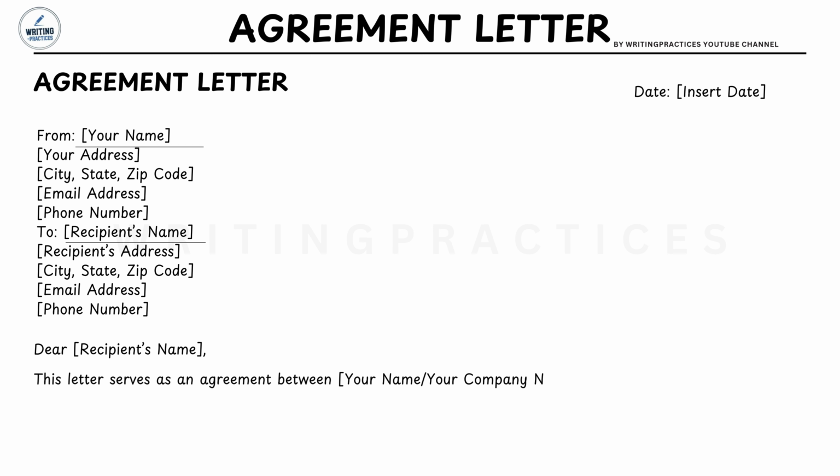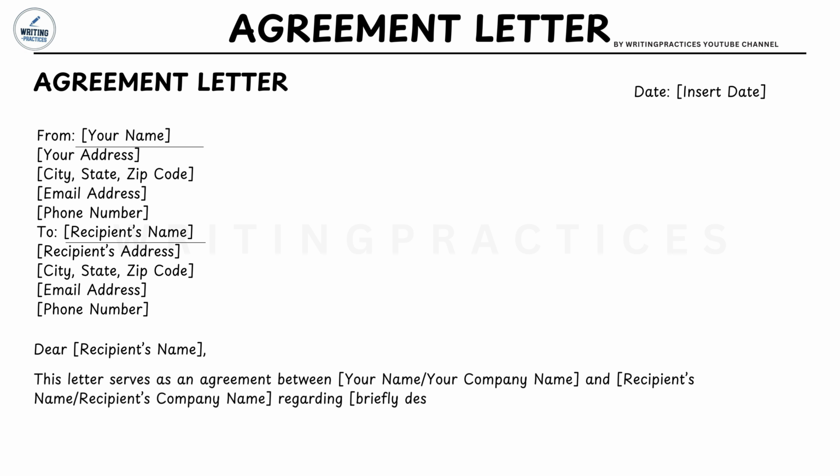Now it's time for the introductory paragraph. This is where you explain the purpose of the agreement. You could write something like, This letter confirms the agreement between your name and recipient's name regarding brief description of the agreement. Keep it short and clear so the recipient knows exactly what this letter is about.